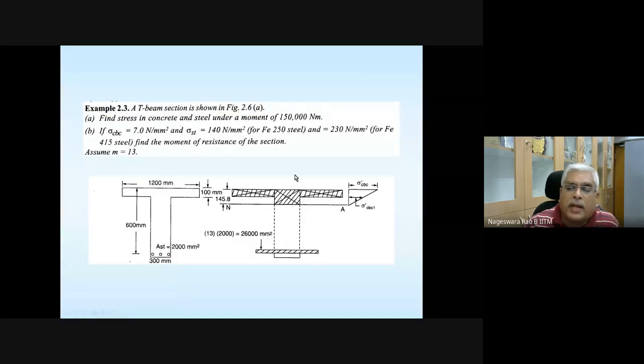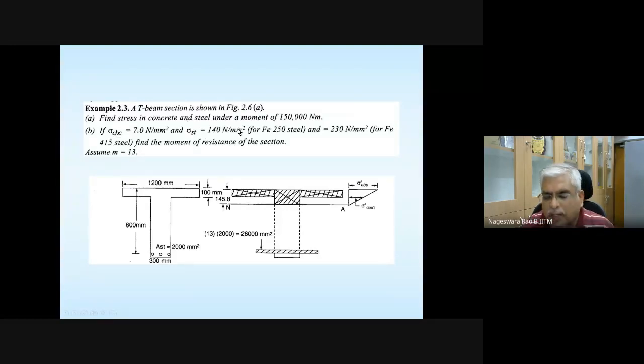So what do you mean by analysis here? Find stress in concrete and steel where a particular moment is applied. What is that moment? 150,000 Newton meter or 150 kilonewton meter. Moment is applied on this kind of section, which is having a T shape. All the geometric details are given, and also area of steel is given. What are the stresses in concrete and steel? And permissible stress in concrete is given. Permissible stress in steel is given.